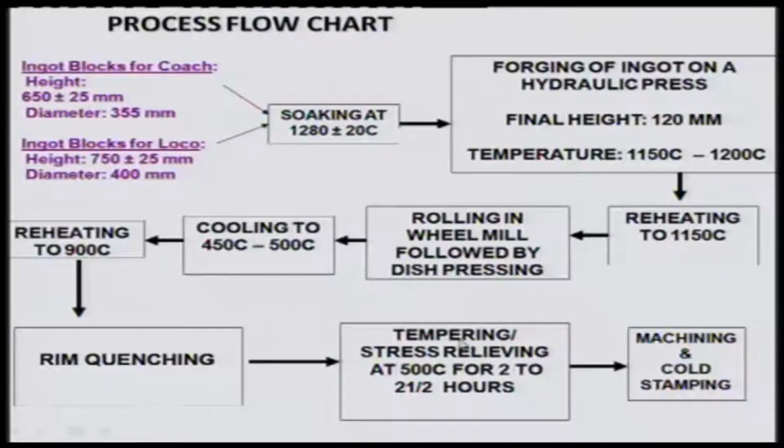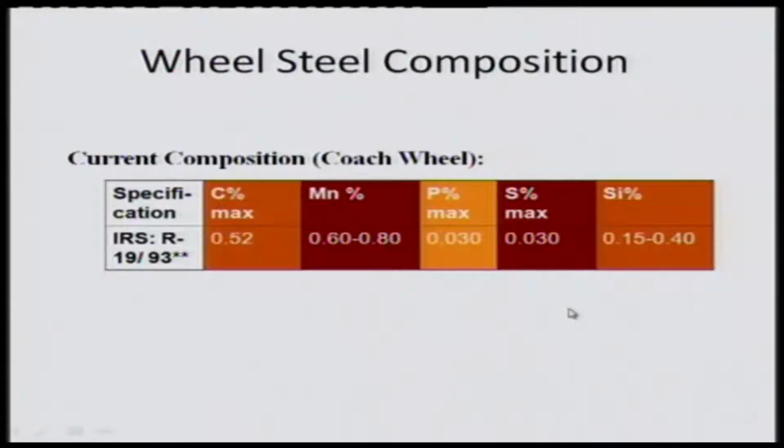So, this tempering is actually for stress relieving, there is no martensite to temper here, and then finally the wheel goes to the machine shop for final machining. The composition of such a wheel has about 0.5% carbon, then it has certain amount of manganese and certain amount of silicon. So, it is essentially a plain carbon steel.